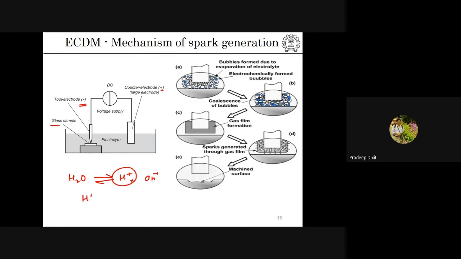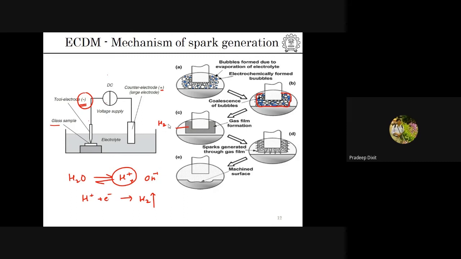H plus, because this is a source of negative electrons, they are going to form hydrogen gas bubbles. These bubbles are visible on this tool electrode. With time, if you apply voltage a bit more, the bubble size is going to be more. You can see that now the bubble size is growing, and after some point of time, they are going to create a film. So here we have this hydrogen gas film.